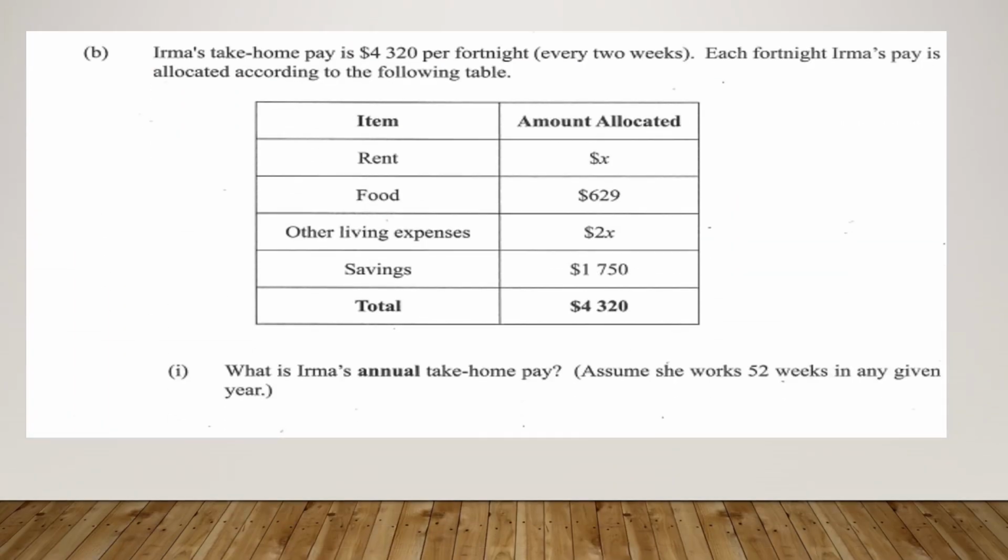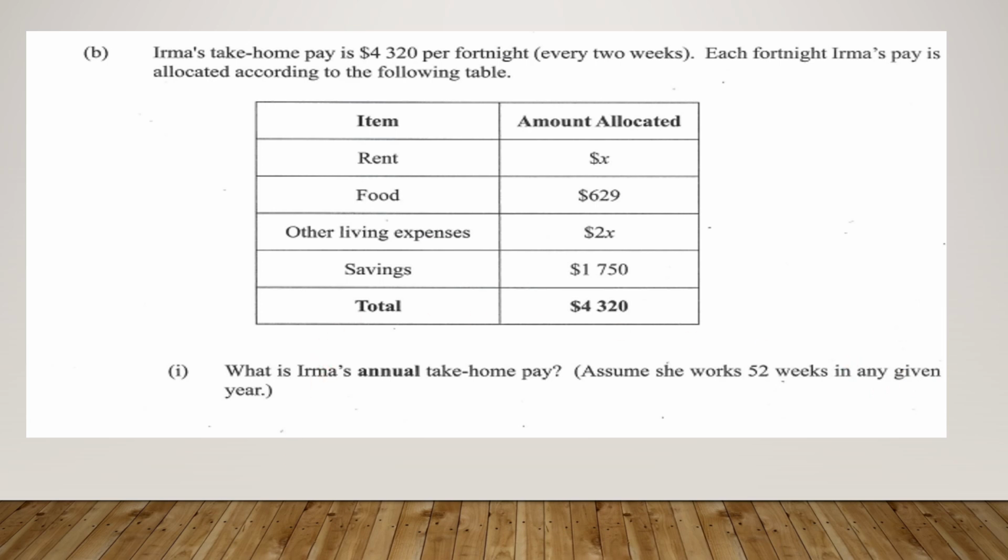Part B of question 1 in the 2019 paper, May-June. Irma's take-home pay is $4,320 per fortnight, which is every 2 weeks. Each fortnight, Irma's pay is allocated according to the following table. Part 1. What is Irma's annual take-home pay? Assume she works 52 weeks in any given year.